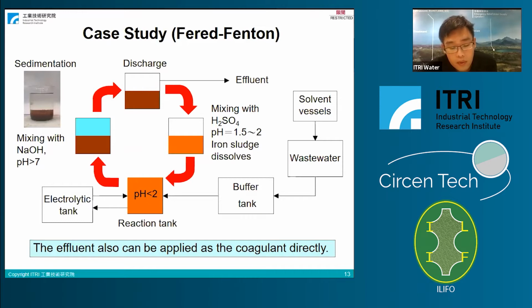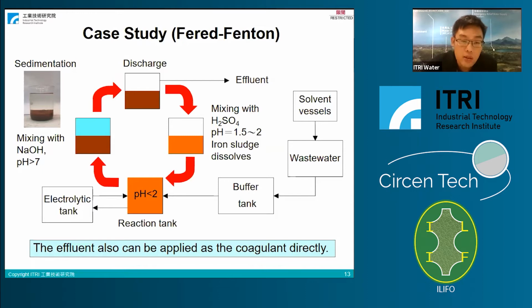First one, the wastewater goes through bulk tank and gets into reaction tank. At the same time, the ferric ion will reduce to ferrous ion in electrolytic tank, and the ferrous ion can react with hydrogen peroxide continuously by keeping water cycle with reaction tank.